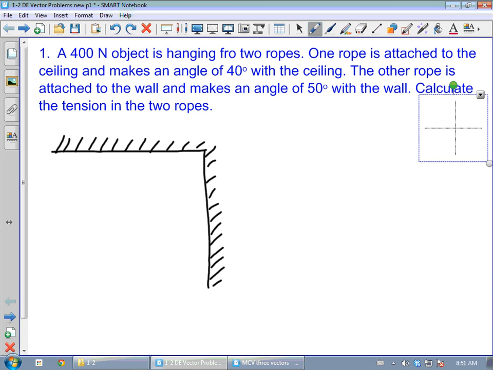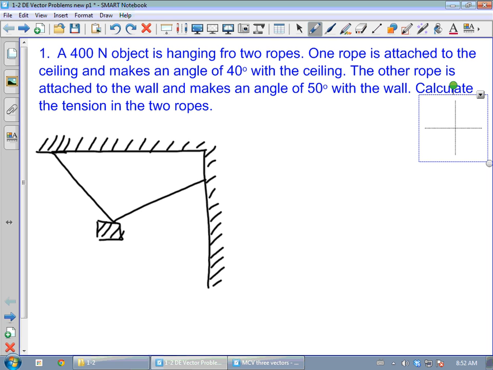So we've got some object here, and we know that it is hanging from two ropes. So we'll draw a rope like this, which is attached to the ceiling, and another rope which is attached to the wall. So this thing is suspended here like this.